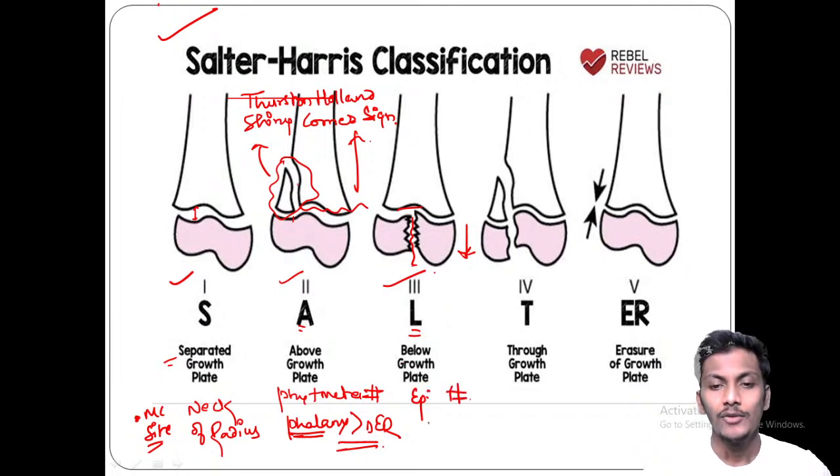seen in type 3. Which is the most common site of type 3 injury? It is your medial malleolus. Okay, so medial malleolus is the most common site for your type 3 physeal injury.